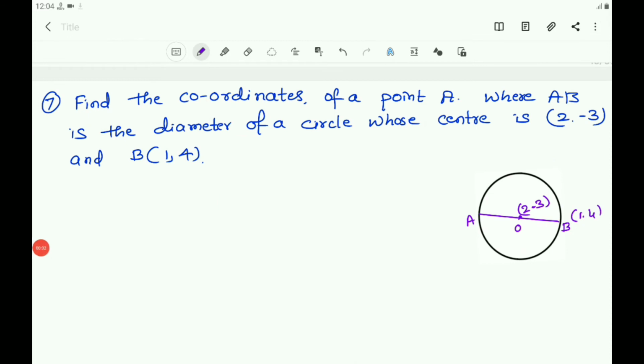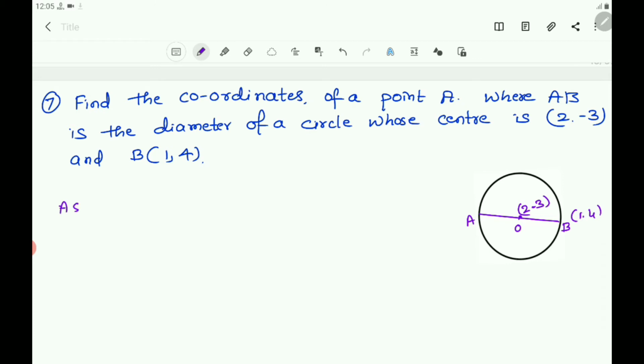The seventh question: find the coordinates of a point A where AB is the diameter of a circle whose center is (2, minus 3) and B is (1, 4). B is with the coordinates (1, 4) and the center is with the coordinates (2, minus 3). Now here let us have O is the midpoint of AB. You know that the center divides the diameter into two equal parts. As O is a center, OA equals OB.